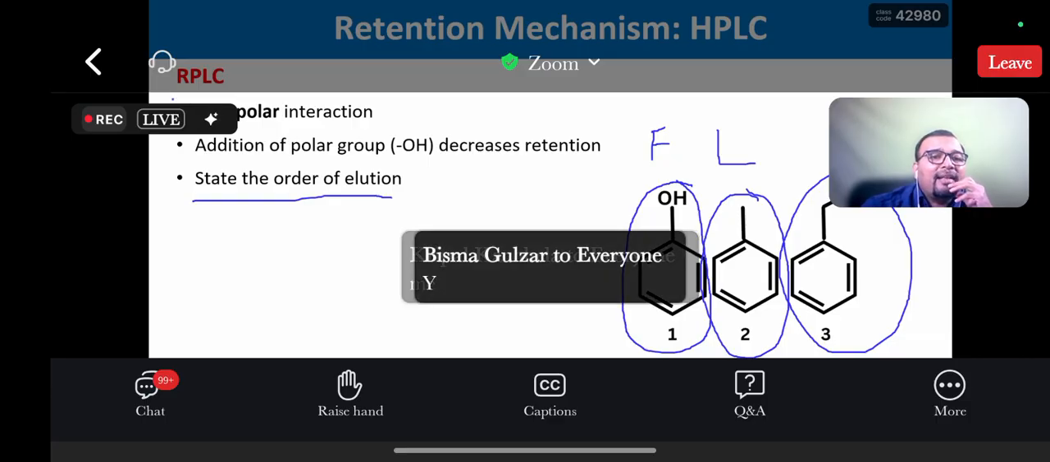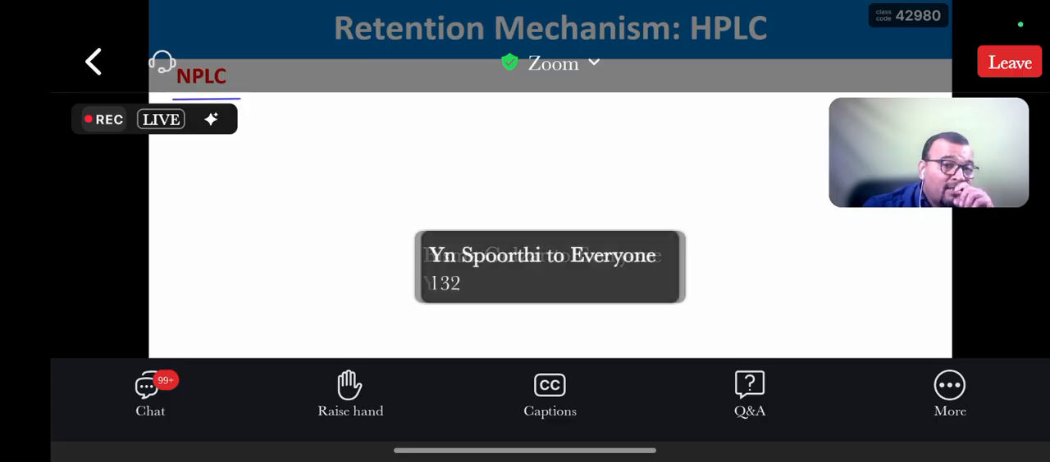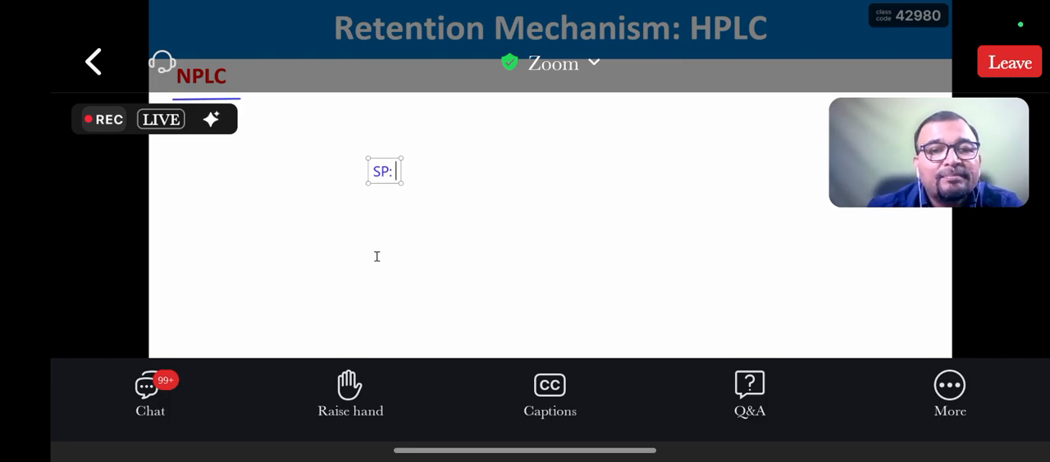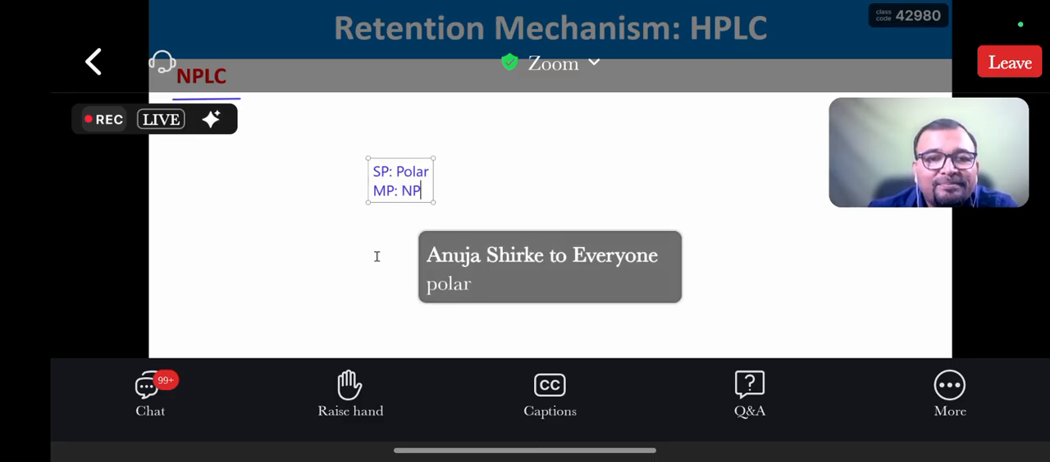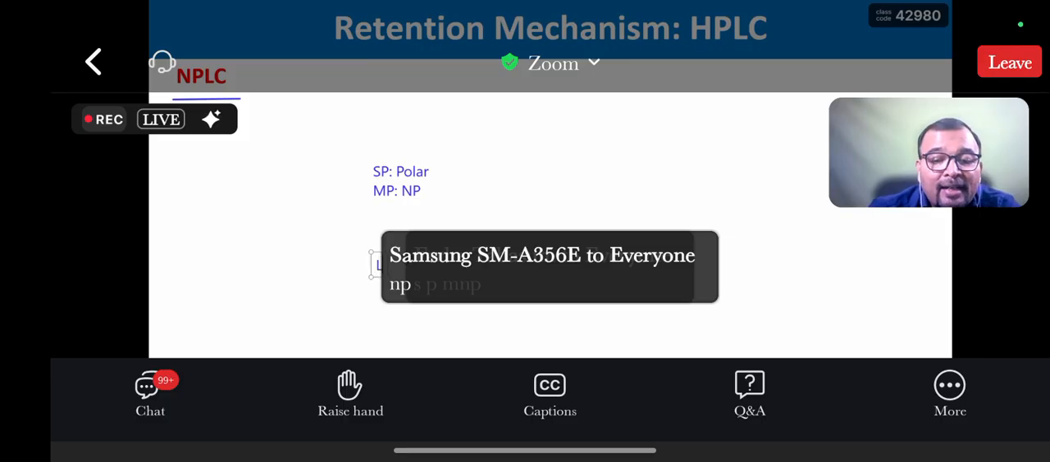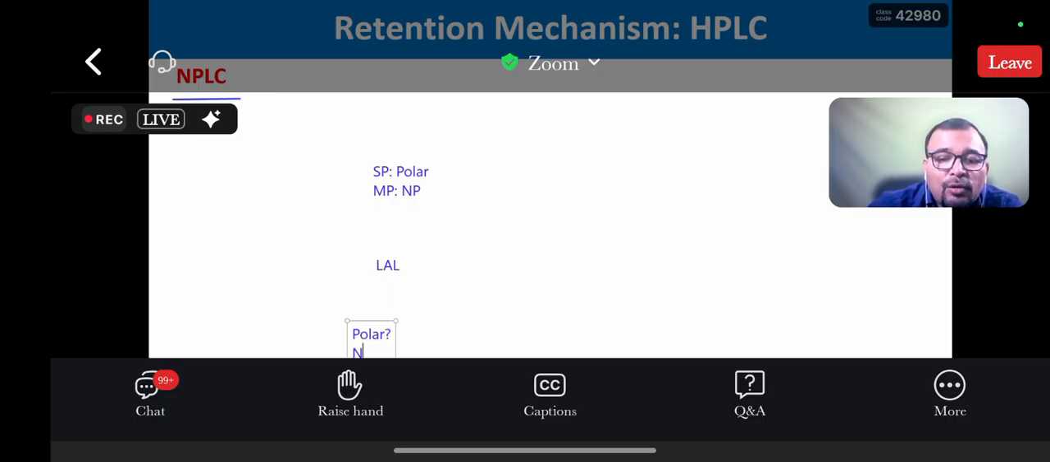Let us now understand the NPLC. What is the stationary phase in case of normal phase? Stationary phase is polar, and mobile phase is what? Non-polar. And again, define the order of elution using the like-attracts-like rule. So which type of compound, polar or non-polar, is going to have a longer retention in case of NPLC?